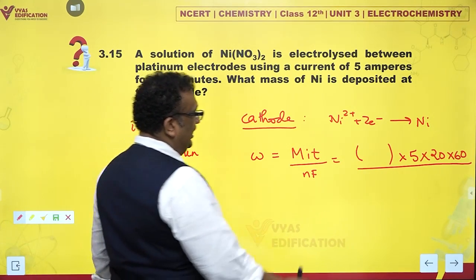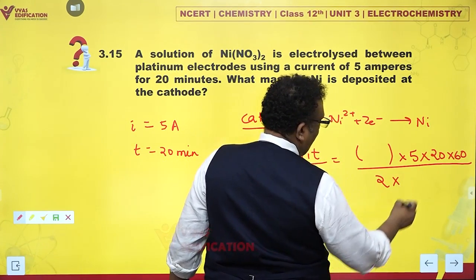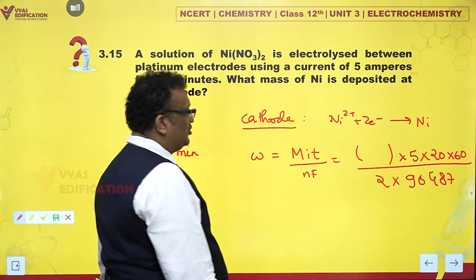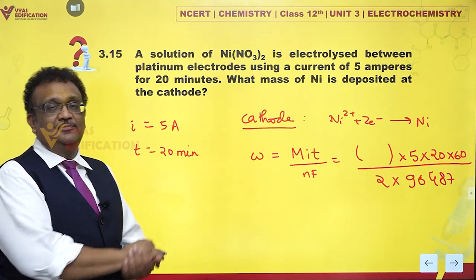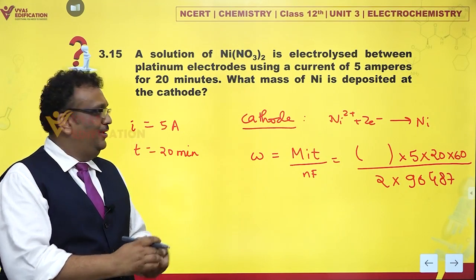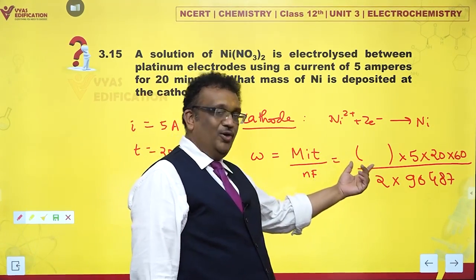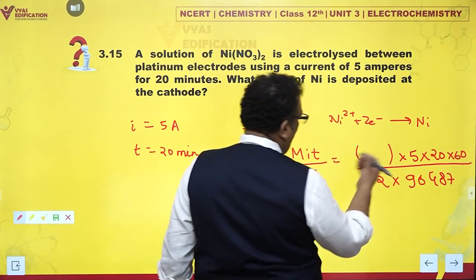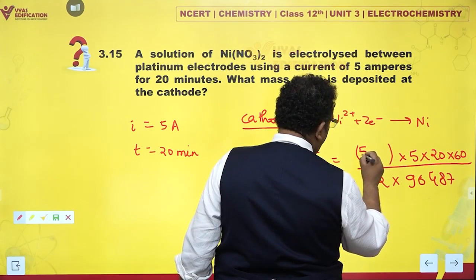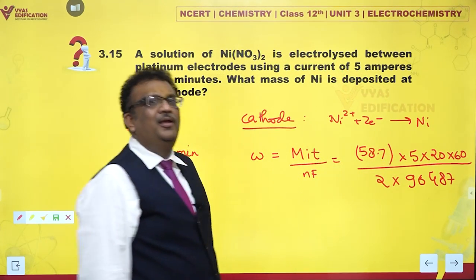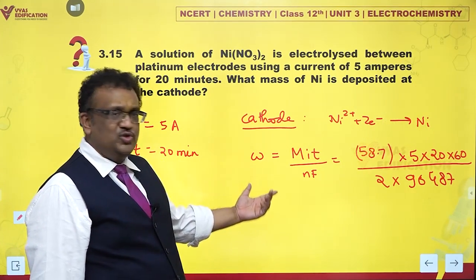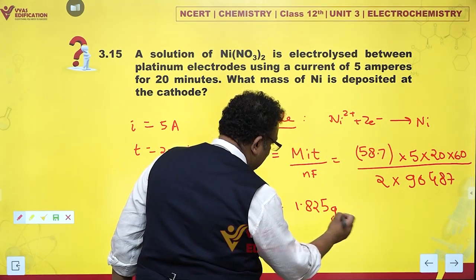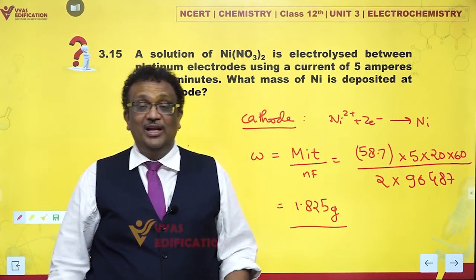By n. What is the value of n? n is 2. And F is 96487, if you really wish to drag that on. All we need to do is get the value of M, solve it, and get the answer. Nickel is around 58 point something actually, 58.7 if you care, for accuracy that is. If you solve that, you get around 1.825 grams. Wow, that is the mass of nickel deposited? Yes, indeed.